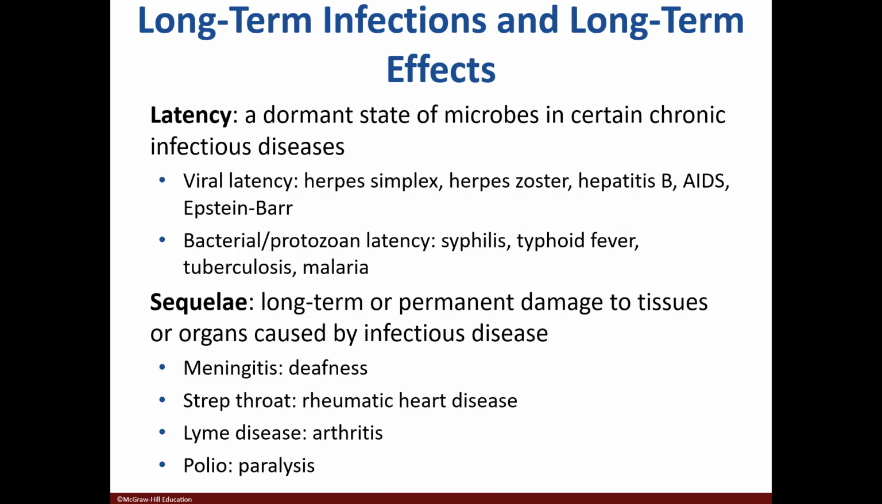In latent diseases, the pathogen goes dormant and can periodically become active. This occurs in herpes, AIDS, and syphilis, just to name a few. In sequelae, there can be either long-term or permanent damage to tissues. For example, meningitis can lead to deafness, and strep throat can lead to rheumatic heart disease.